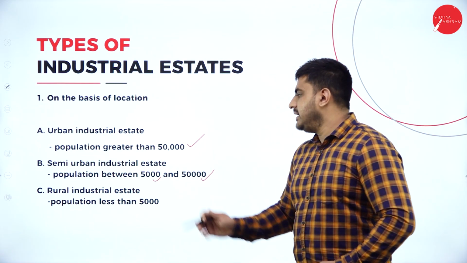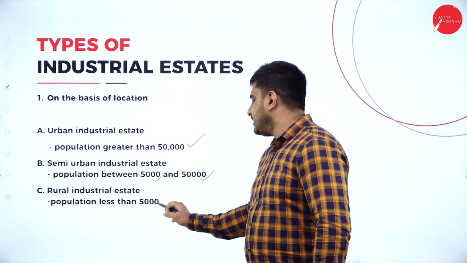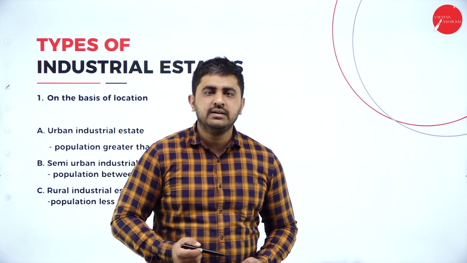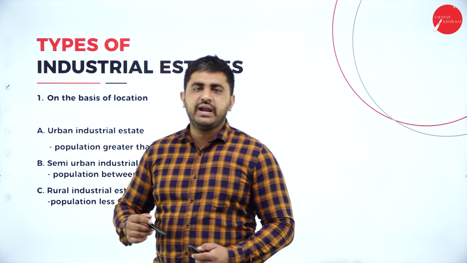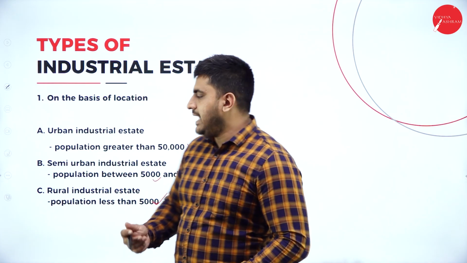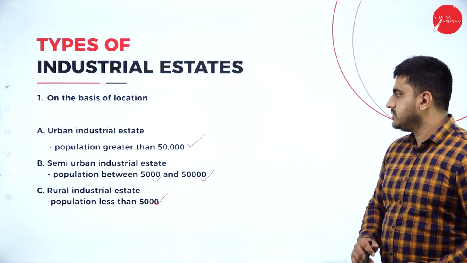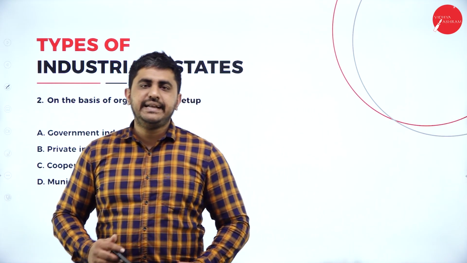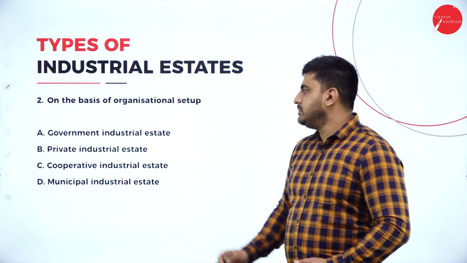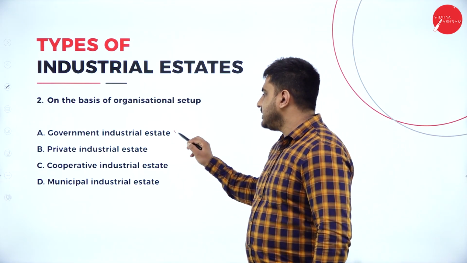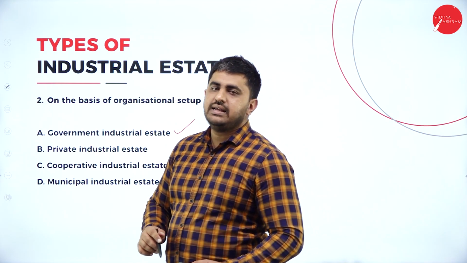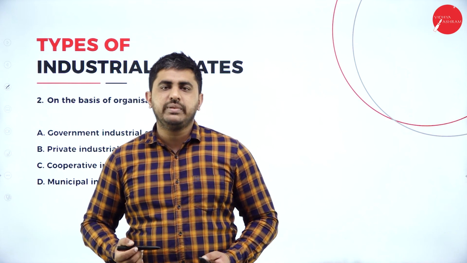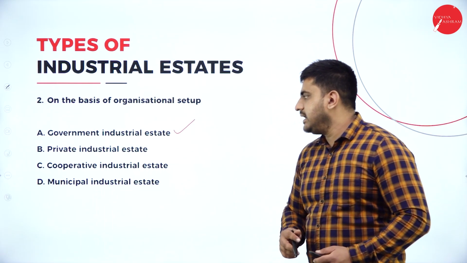So next, rural industrial estate, population less than 5,000. That is, if the population of the village or town is less than 5,000, then the industrial estate located there, we consider it a rural industrial estate. So next, on the basis of organizational setup, that is, who is setting up, it is segregated into 4 types. The first one is government industrial estate. That is, it is established on a plot that is owned by the government and the authority is with the government. They are the owners of such industrial estate.